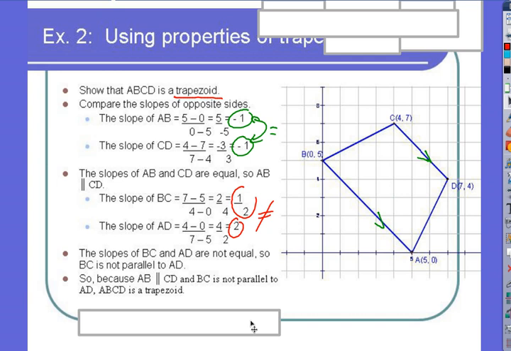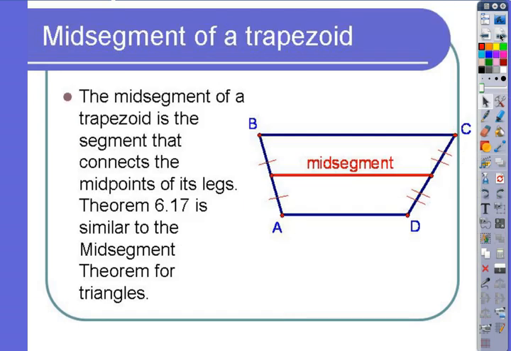Remember that when we're trying to show that sides are parallel or non-parallel using coordinates, that's a slope issue, isn't it? Parallel means slopes are equal. If we're trying to show that sides are congruent, that's a distance formula thing, isn't it? Sides would be congruent if their lengths were equal.